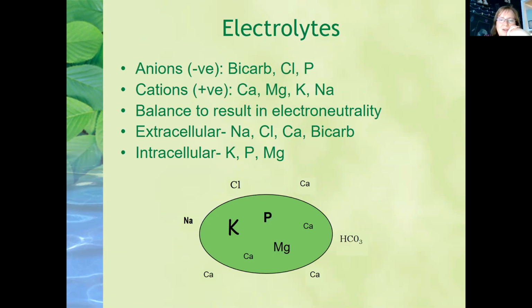Extracellular electrolytes typically include sodium, chloride, calcium, and bicarb. Intracellular, we have potassium, phosphorus, and magnesium. You see there's also some calcium within the cell. Important to note that potassium is within the cell, and it's fairly large, which relates to a large amount.